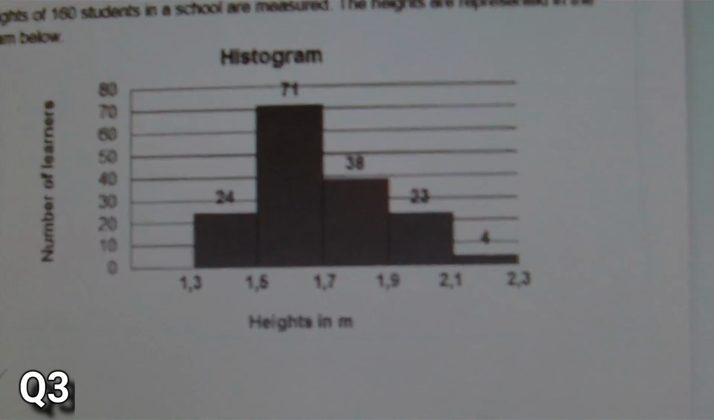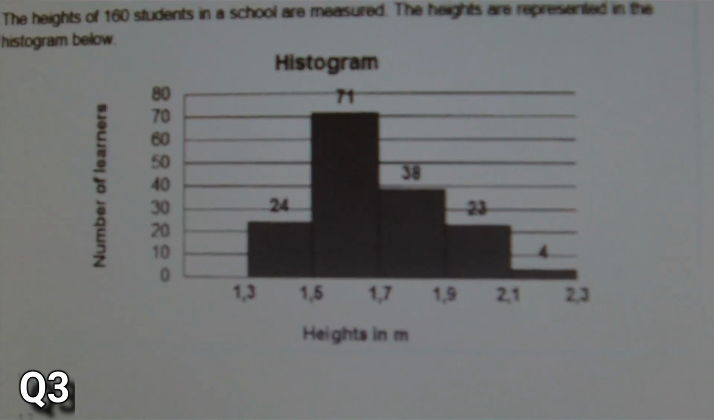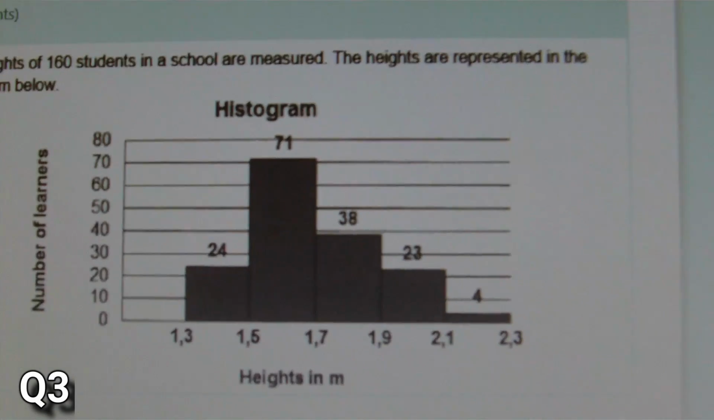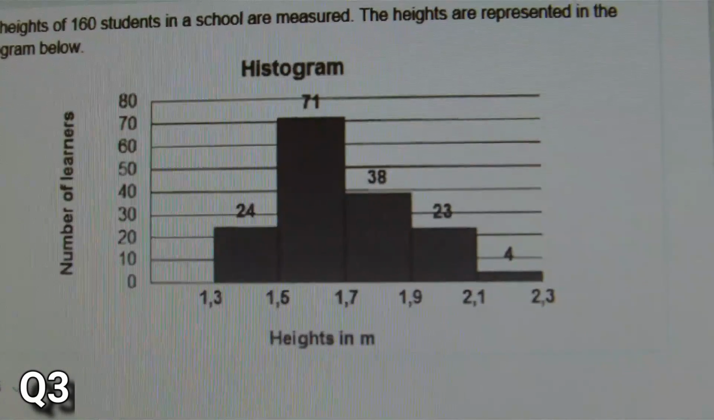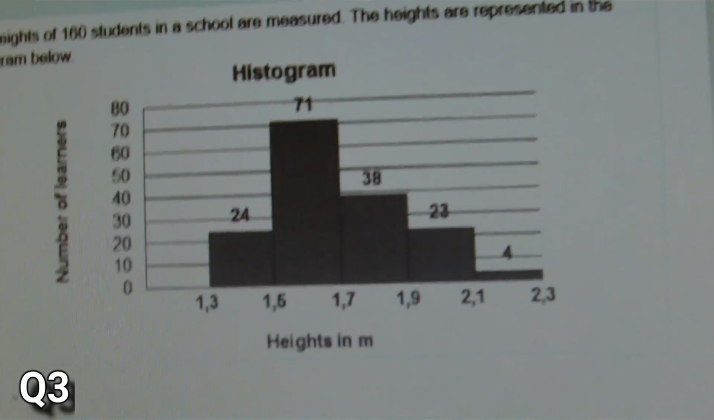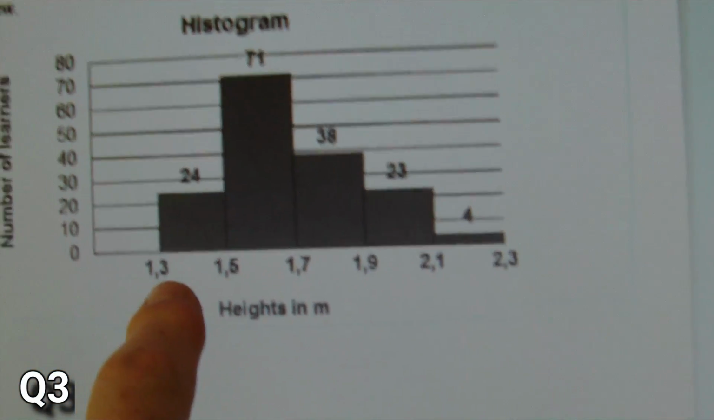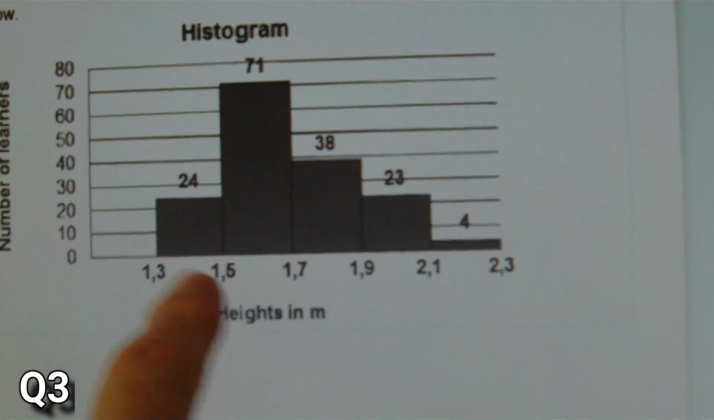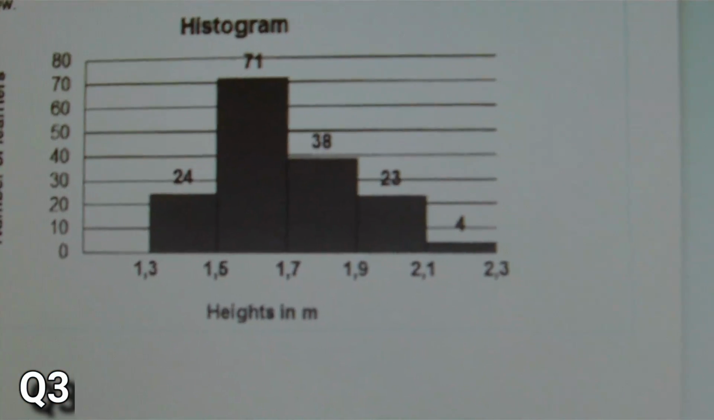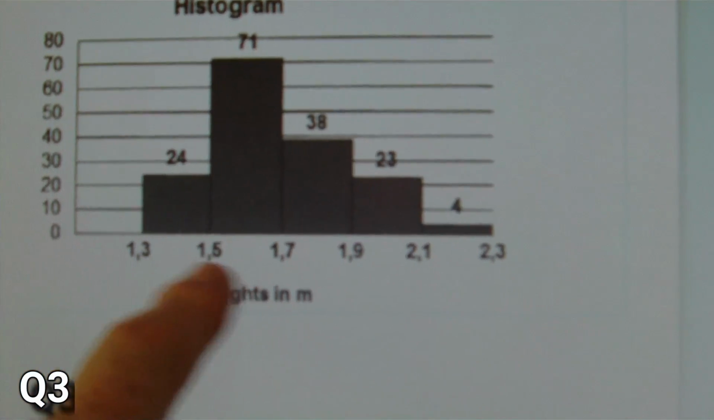Range is always the highest minus the lowest. So it'll be the tallest person minus the shortest person. But the problem is we don't have exact heights of people. All we know is 24 people were between 1.3 and 1.5. I don't know what those 24 people's heights were exactly. I just know that it was between there and there.